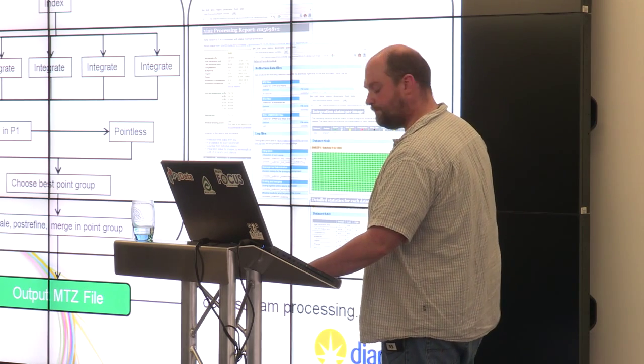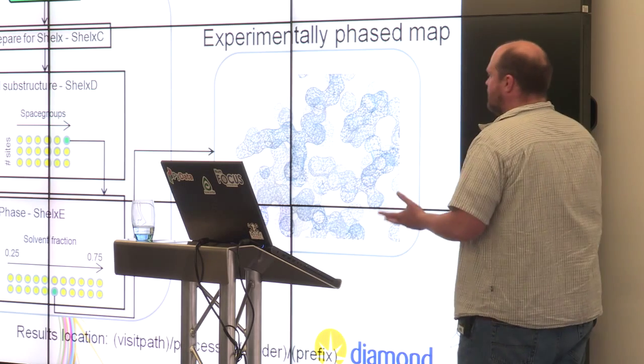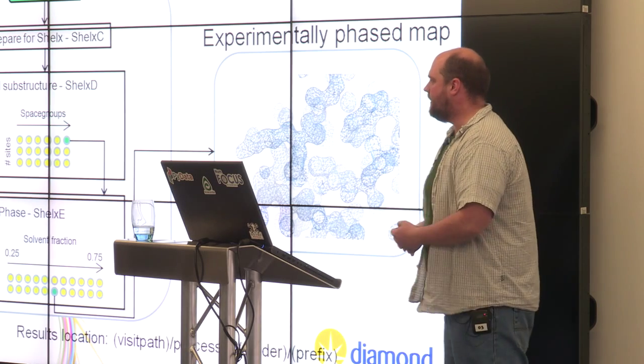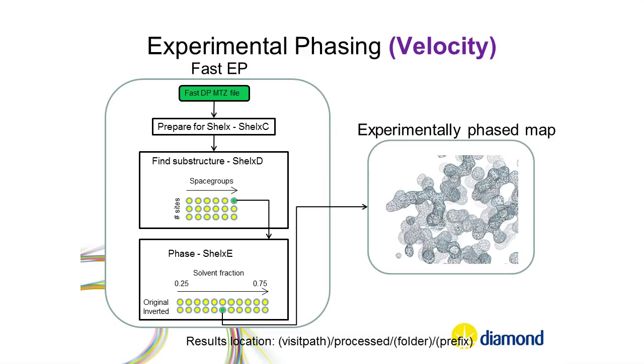It's really important. The next step is experimental phasing, and this is taking those tens of megs of data and putting it through. Once again, we throw it out to pretty much the entire cluster.